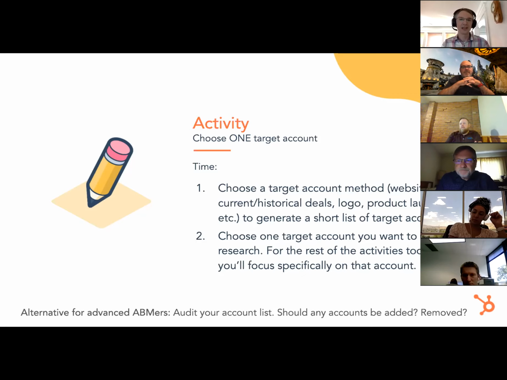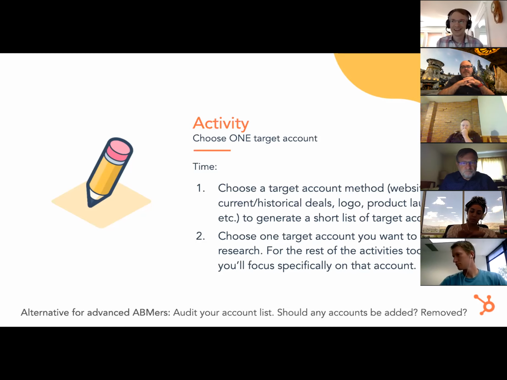And again, if you already have an ABM process or an ABM strategy out there going, think about your actual account list. How is it doing? Should any accounts be removed? Should any be added? How would you define its health? Is it too long, too short? Again, I will do my best to pause.